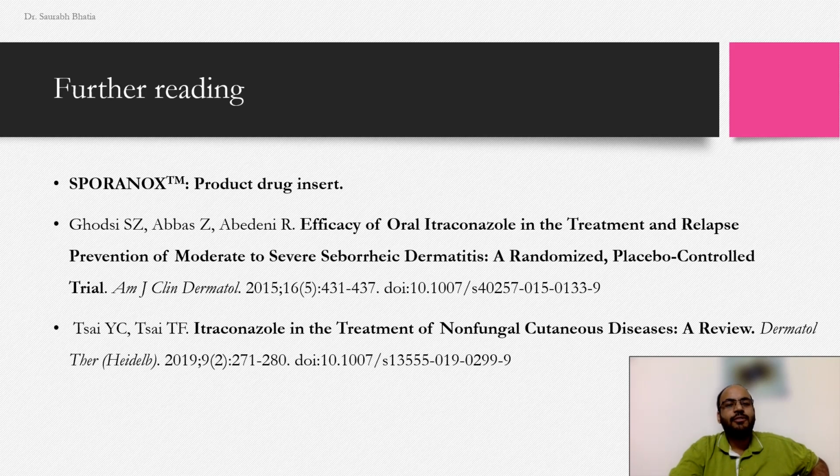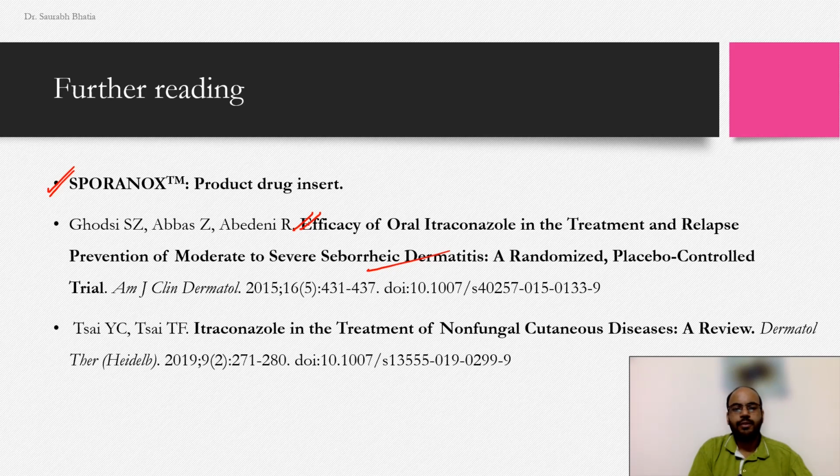For further reading, I would recommend you read the product drug insert for SPORANOX, or for any itraconazole for that matter. Two articles that I mentioned were Efficacy of oral itraconazole in the treatment of and relapse prevention of moderate to severe seborrheic dermatitis, in which we discuss the use of itraconazole in seborrheic dermatitis. It's a good article. If you're interested, you should go ahead and read the full text.